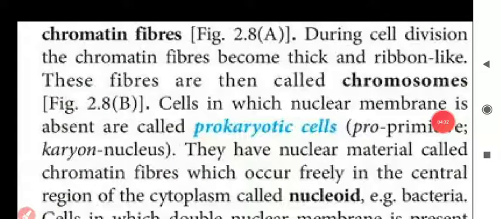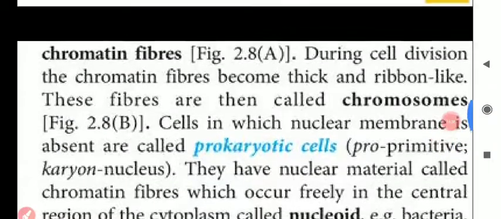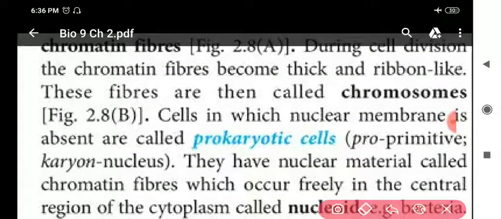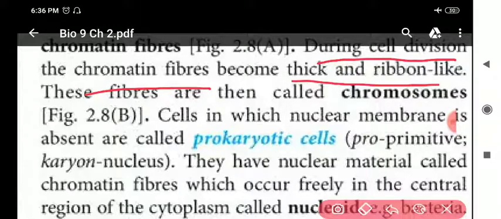Further, let us see. Yes, my dear students, I have discussed that during cell division, chromatin fibers become thick and ribbon-like, and these are known as chromosomes. I have already explained what chromosomes are. During cell division, chromatin fibers become thick and get condensed to form the chromosomes.